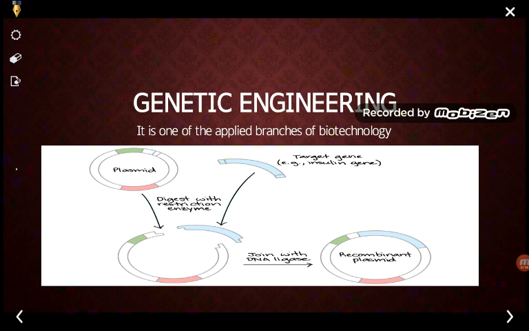So how can we define genetic engineering? It is one of the applied branches of biotechnology. Here in the picture we can find the interested gene. This is the blue gene. The interested gene is digested with the restriction enzyme, and this target gene is then joined with another DNA fragment. So the interested gene is first isolated, then it is cultured, and then it is introduced into the vector.